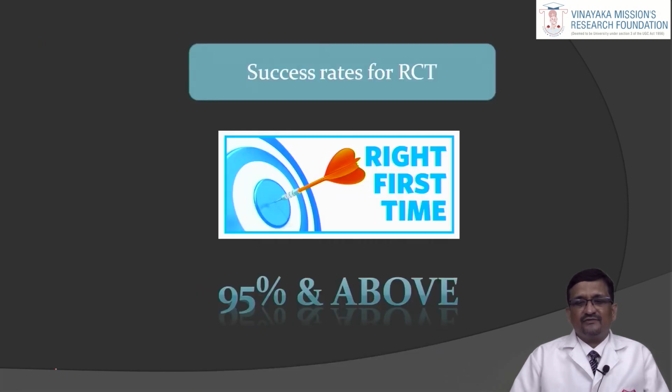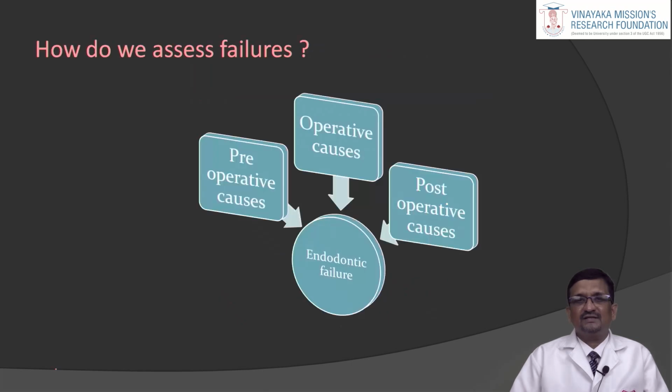And what is the success rate for RCT? Various studies are there, from the Washington study to different studies. I am not going into the details. To be frank, if we are achieving 95% and above success, we have done a good job, though it differs. How do we assess failures now? Now that we have read about success, we have to know about failures. So failures have pre-operative causes, operative causes and post-operative causes, to be frank.